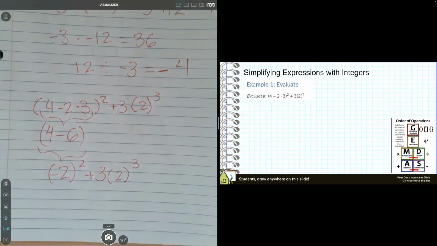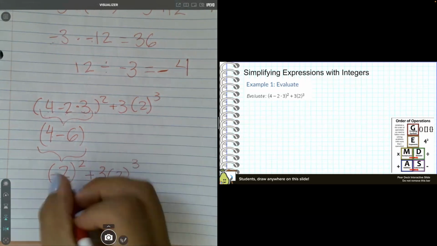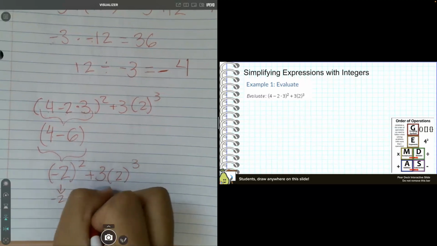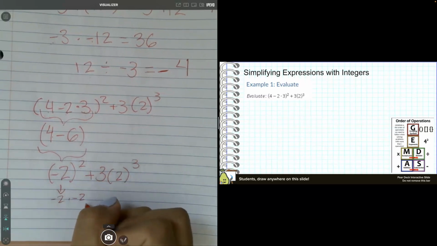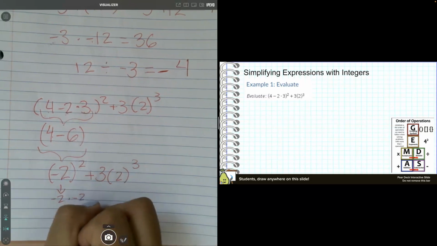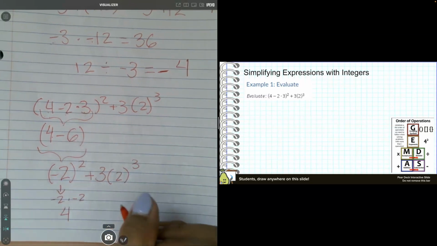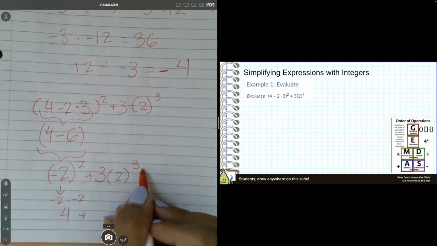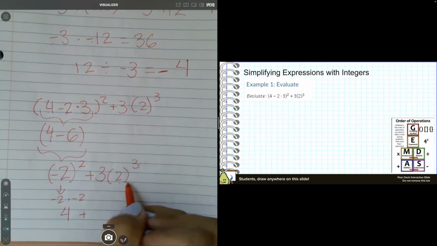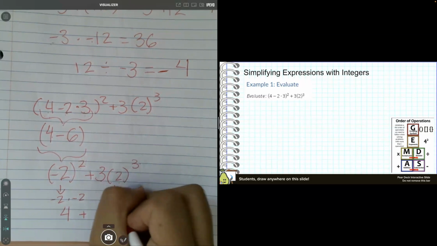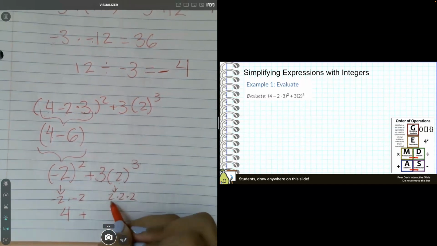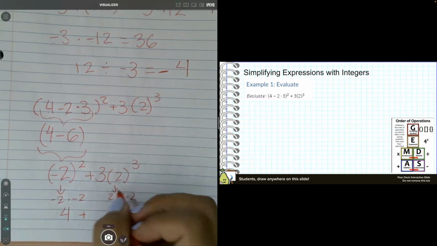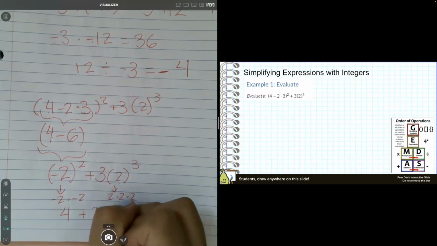Next, from left to right, I'm going to solve any exponents that I see. -2 to the second power, that's just -2 times -2. Negative times a negative, we learned, equals a positive. 2 times 2 equals 4. Then the next part is 3 times 2 to the third. The exponent is going to just the 2. So 2 to the third power is 2 times 2 times 2. 2 times 2 is 4. 4 times 2 is 8. So this part is just 8, and the 8 is being multiplied by 3.